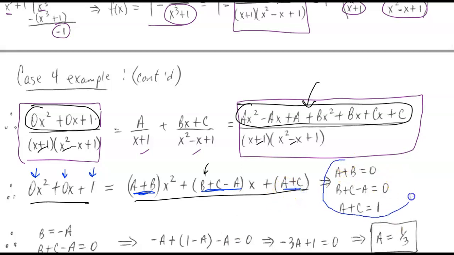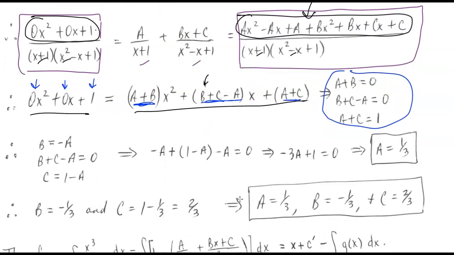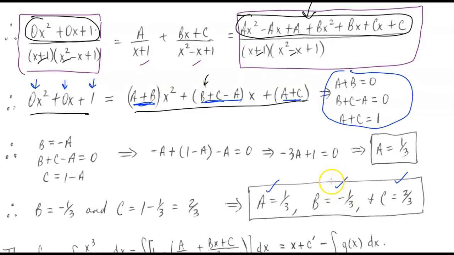And so we have our system of equations here, where we have 3 equations, 3 unknowns. So we can use either substitution or elimination method to solve for a, b, and c. I chose to use substitution here. And so when I did that, I got the answers of 1/3 for a, -1/3 for b, and 2/3 for c. And so now we know our value of a, our value of b, and our value of c.